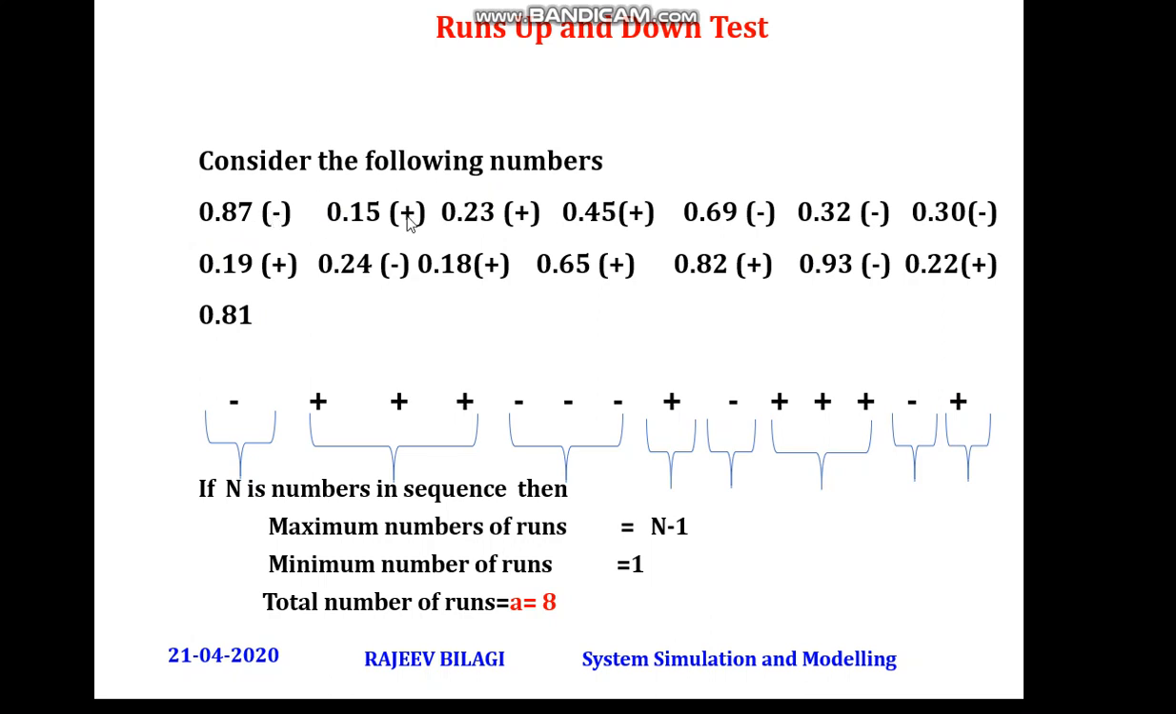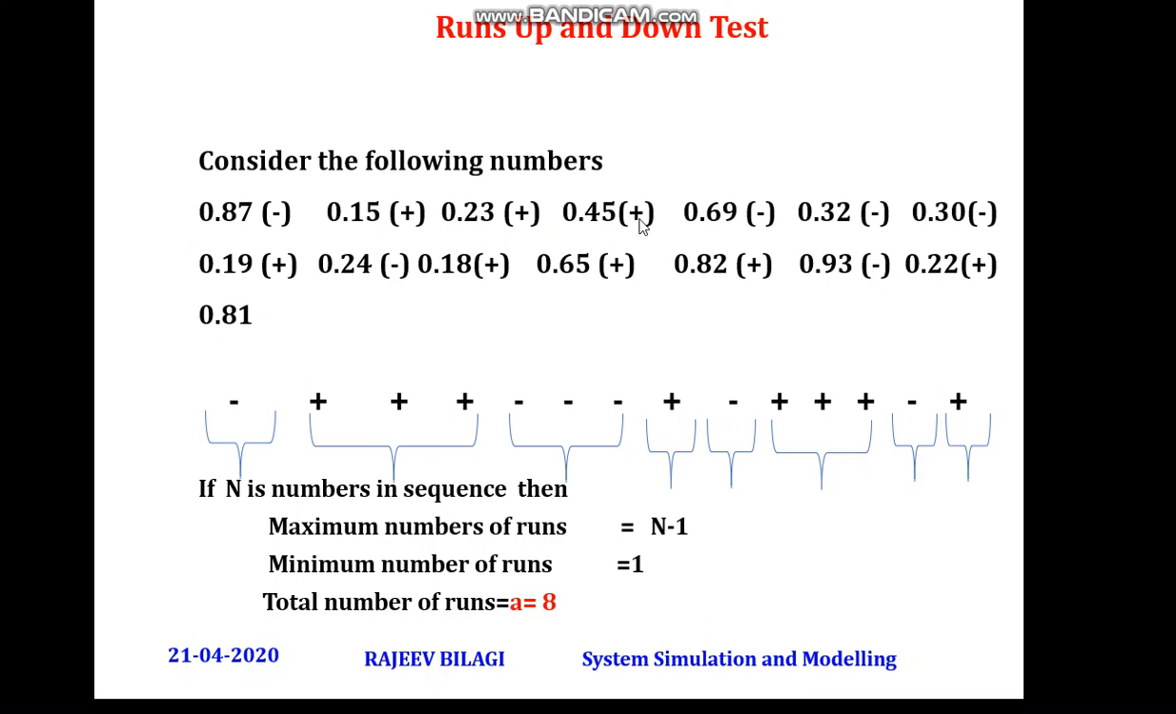So I am using minus and plus for my reference. Okay, 0.87 is followed by 0.15, which is smaller than 0.87, so I am marking it with minus. Now 0.15 is followed by 0.23, which is larger than 0.15, so I replace it with plus. Similarly, for 0.23, the following number is 0.45, so I'll replace it with plus.